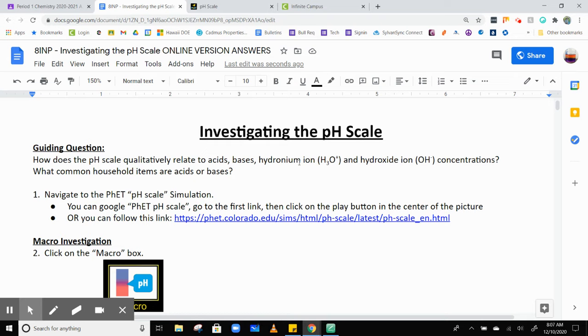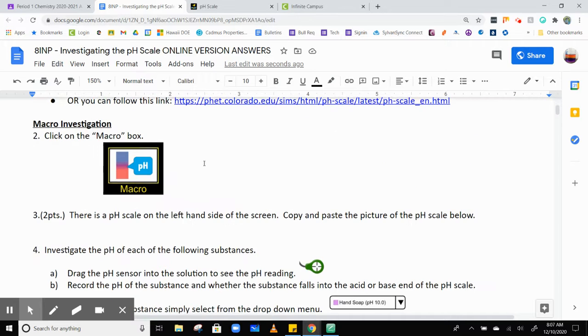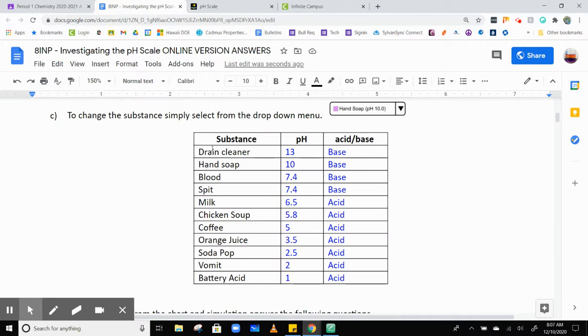It's just a matter of how you look at it. And remember that H plus is the same thing as a proton. It's just the proton. So basically, this is water with an extra proton attached to it. So we're looking at the pH scale of a bunch of different substances.